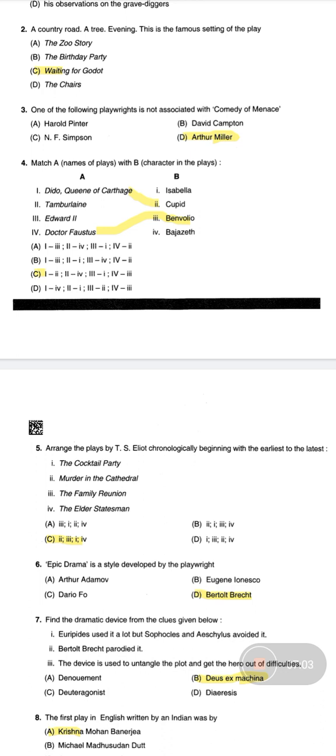Coming to question number 6, epic drama. Epic drama is associated with, it is very easy, Bertolt Brecht. I have ticked the answer. Now what is epic drama? It is a modern episodic drama that seeks to provoke objective understanding of social problems through a series of loosely connected scenes that avoid illusion. So this is a documentary type, an episodic drama, and it was developed by Bertolt Brecht.